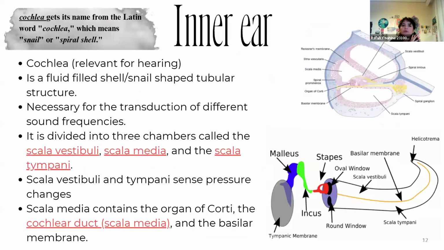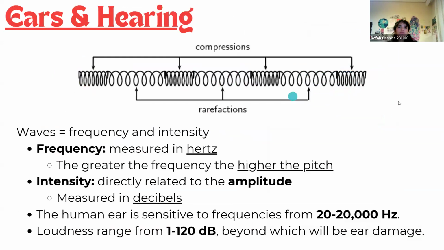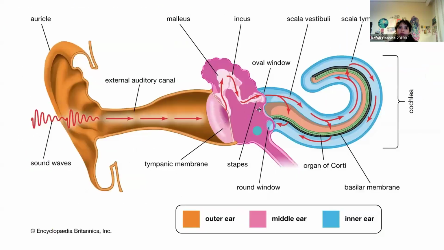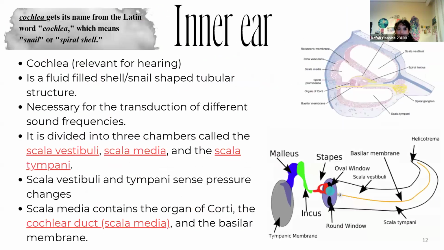Okay, now we're starting off with the cochlea. I want you to keep this in mind: it is a spiral-shaped structure, but most of the time, we're going to talk about it when it's unwound like this, okay? Cochlea gets its name from the Latin word cochlea, which means snail or spiral shell. The cochlea is the only organ in the inner ear that is relevant for me to hear. It is necessary for the transduction of different sound frequencies, and we're going to understand what that means later on, okay? And it is divided into 3 chambers.